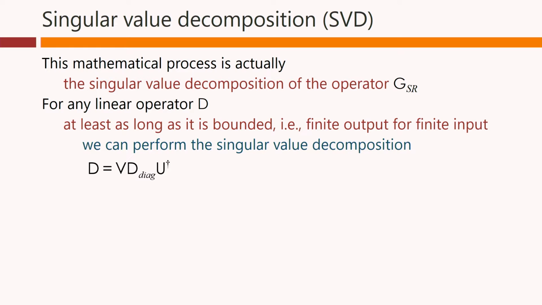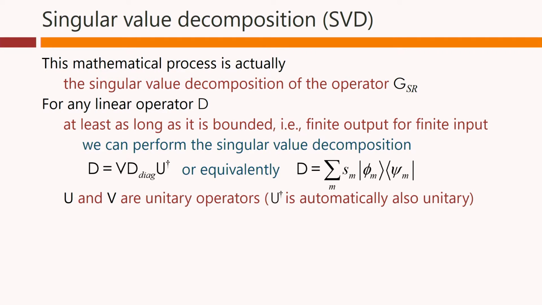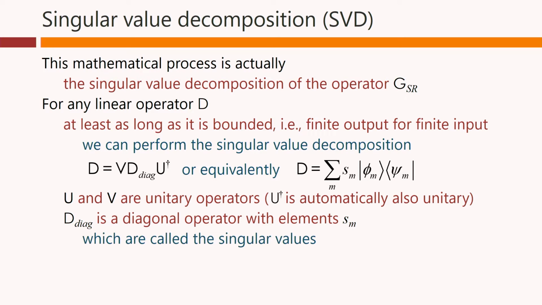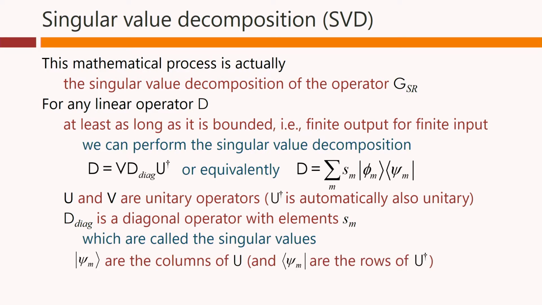That is, we can write it in one of the following two equivalent forms. Here as a product of operators, which again we can think of as matrices, and here involving the functions. These are exactly the same, by the way. U and V here are unitary operators, that is, power-conserving operators if you like. D diagonal here is a diagonal operator with the elements Sm. And these are called the singular values. The psi m are the columns of U, and the phi m are the columns of V.